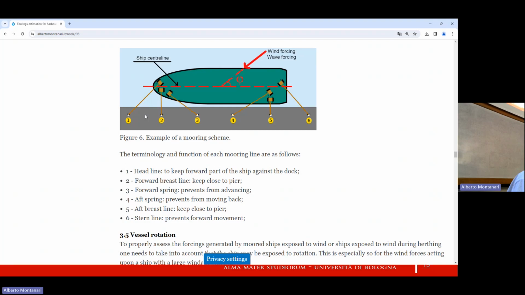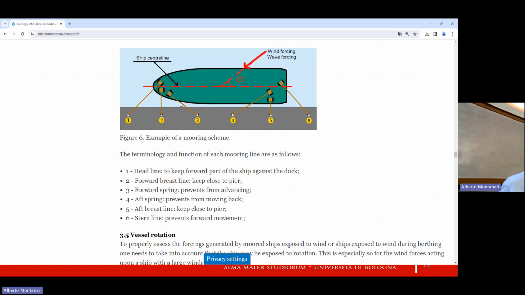Aft breast line, number 5, keeps close to the pier. And number 6 is the stern line, which prevents a forward movement. So you see that the combination of these mooring lines has been designed in order to avoid all the movements. Of course, you cannot prevent an up and down, but these mooring lines are not horizontal. Usually they go from the top of the ship, inclined towards the downward direction to the bollards. So there is indeed some action also to prevent the up and down of the ship.